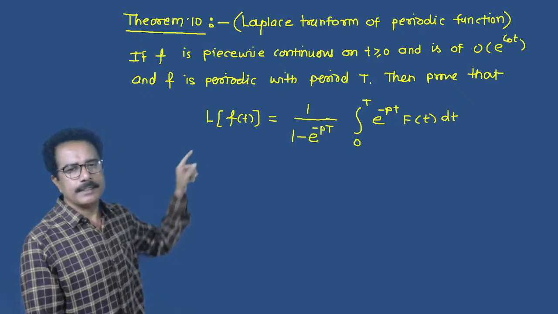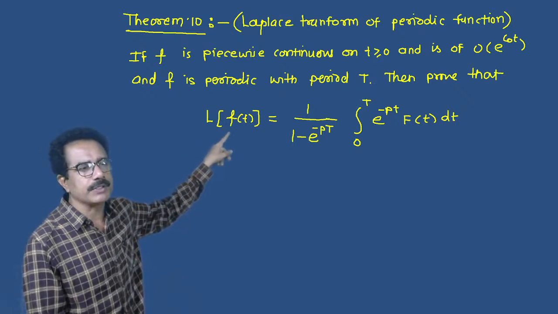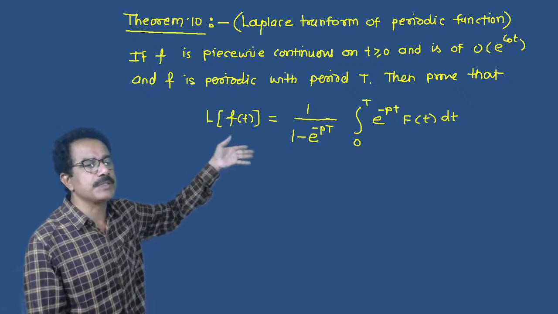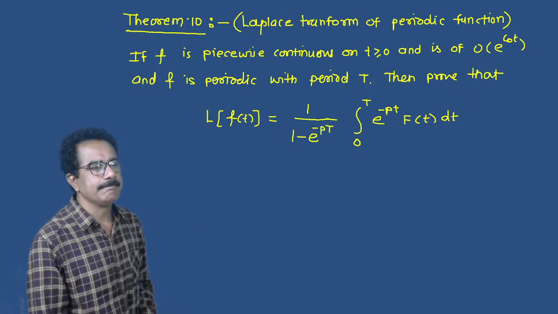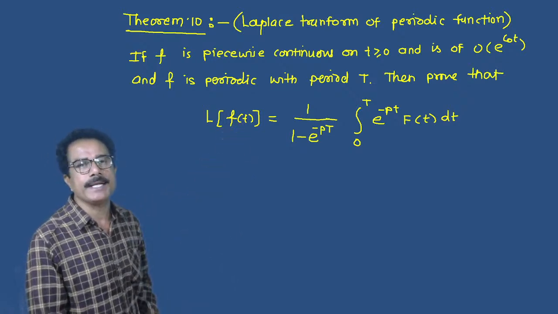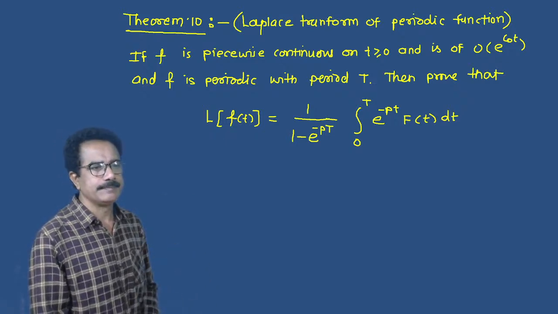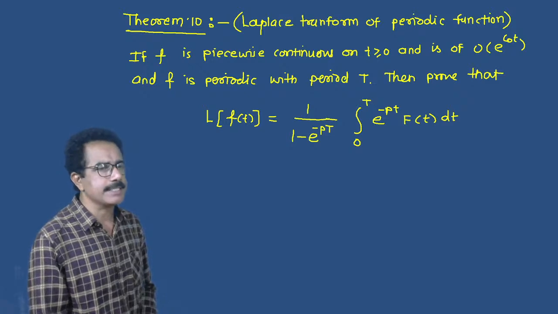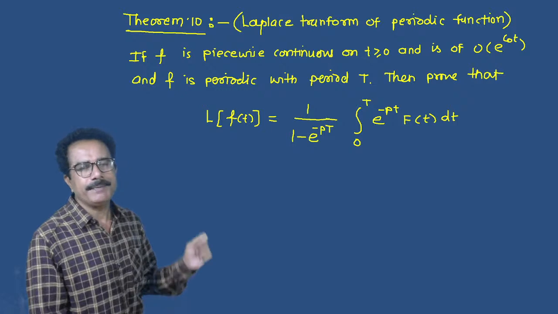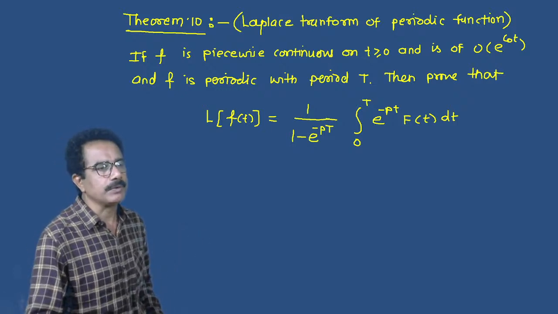Then prove that Laplace transform of f of t is equal to 1 upon 1 minus e raised to minus p into capital T, into integral from 0 to capital T of e raised to minus pt into f of t dt. Here, capital F is the Laplace transformation of the small f. Okay. Now we have to prove this result.